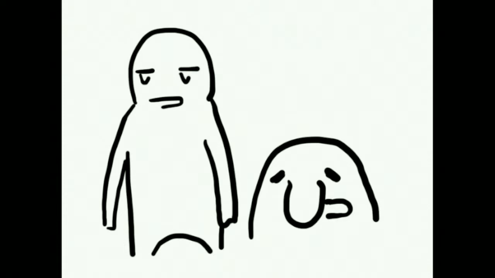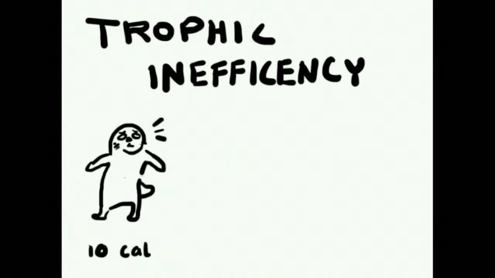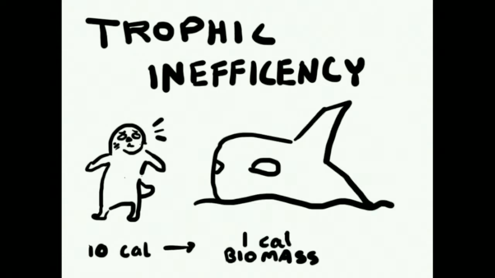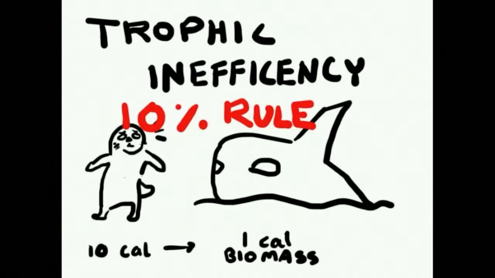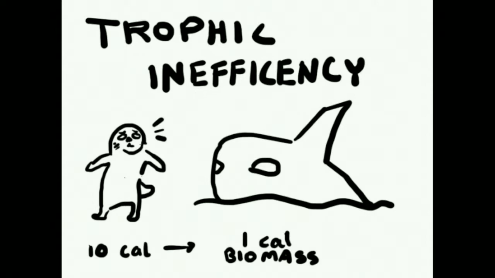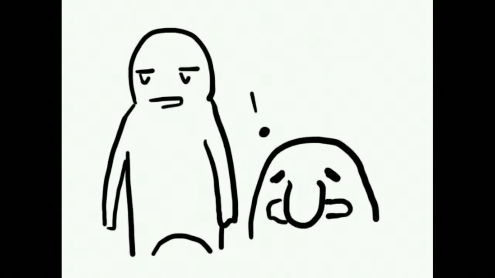Does that orca really have to eat that much? He actually has to. Because of trophic inefficiency, that orca has to eat 10 calories of otter to gain 1 calorie of biomass. This is the rule of 10%, where only 10% of energy from one trophic level moves up because of factors like metabolism and energy waste. This energy loss restricts the length of food chains and the biomass of higher trophic levels.